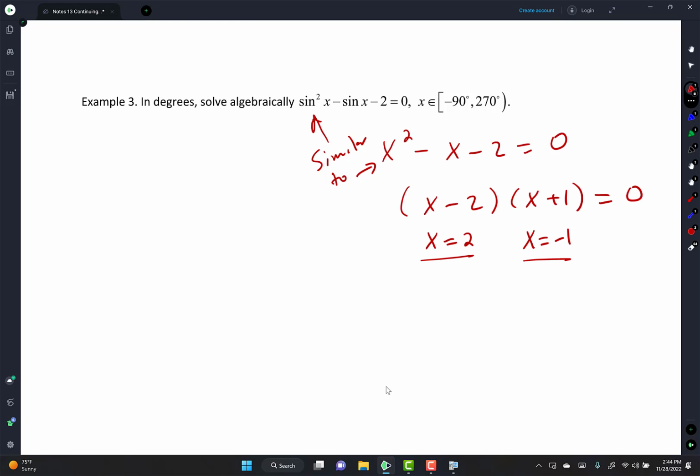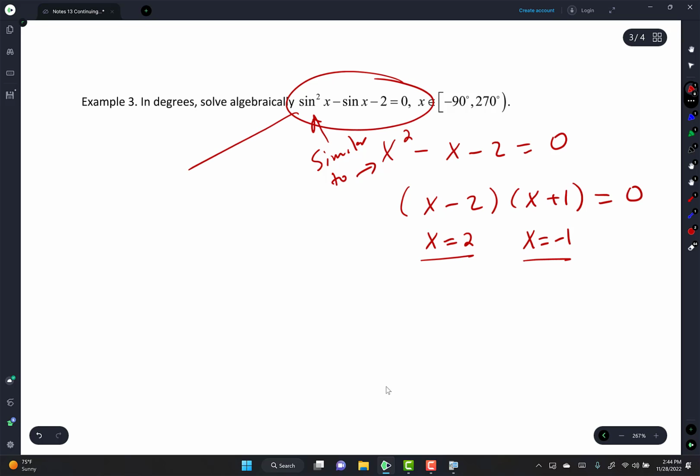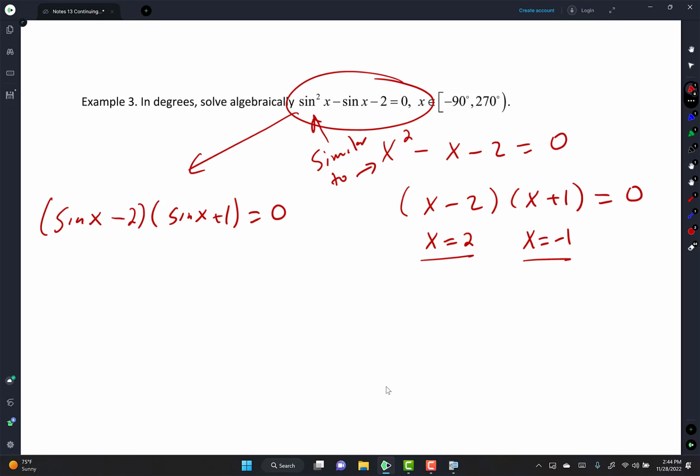This is not what I have. So because it's similar, that means this expression, you can write it like this. Sine x minus 2, sine x plus 1. See? And then you just go, well, that means that sine x has to equal 2. That will never happen. Sine x has to be between negative 1 and 1.